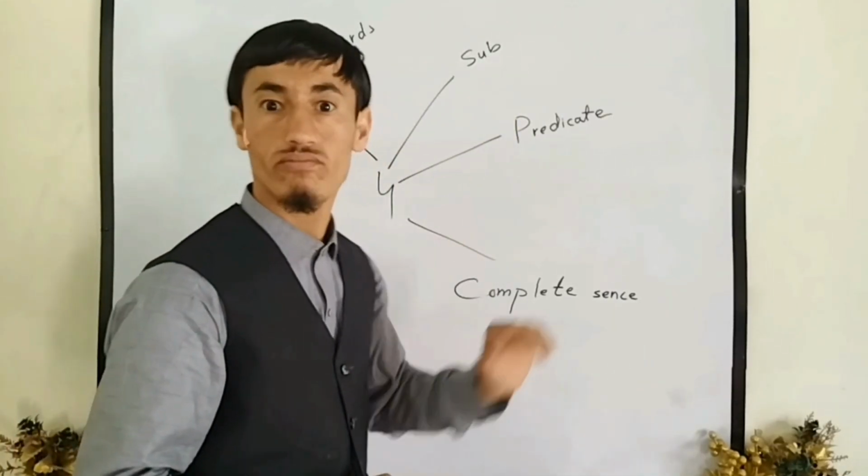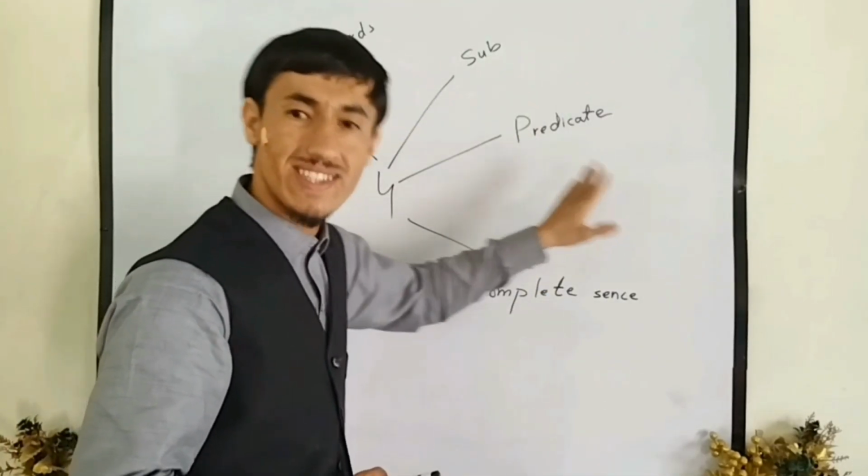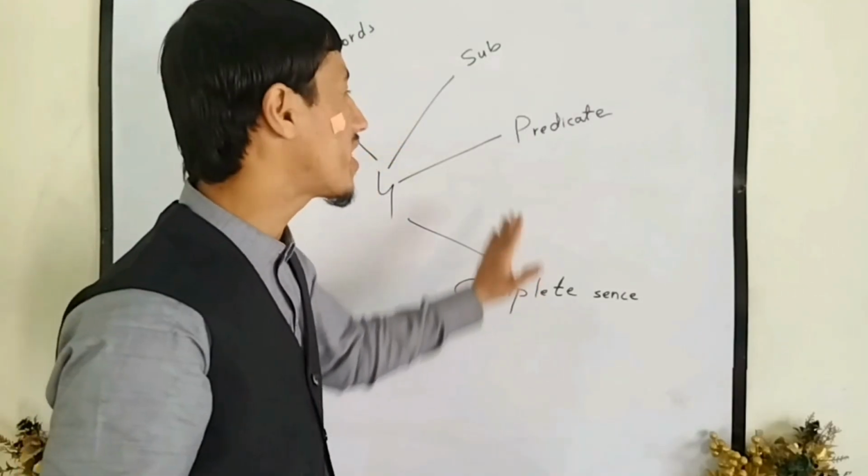After the subject, the rest of the words in a sentence is called predicate.